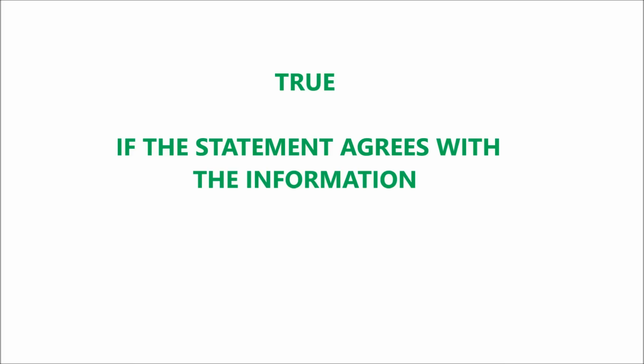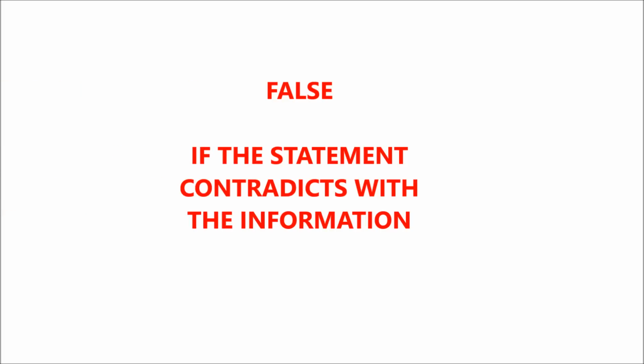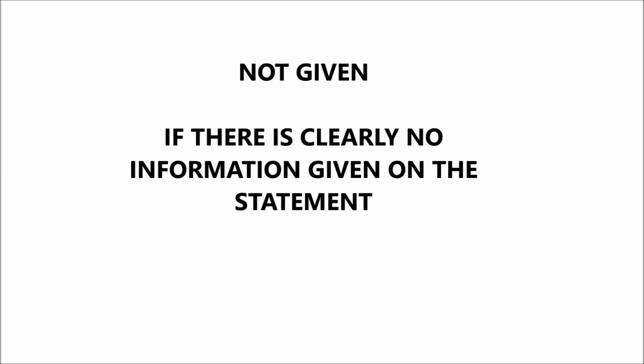When do you say that a statement is true? If the statement agrees with the information that is provided in the passage, right? Similarly, a false one is if the statement contradicts the information or gives information which is entirely opposite. And the not given is if there is clearly no information given about what has been asked for in the passage. All right?